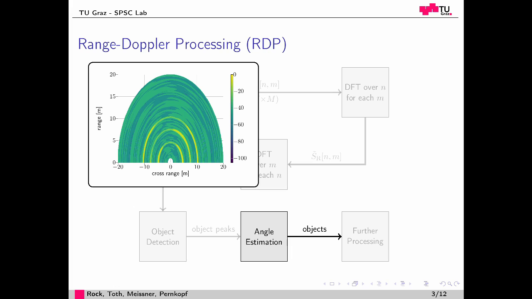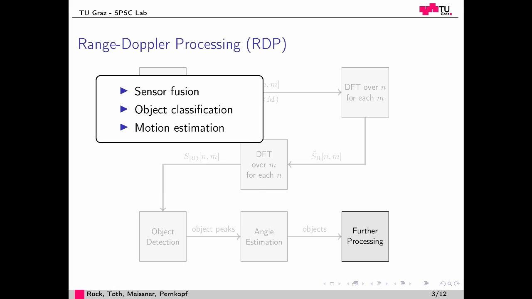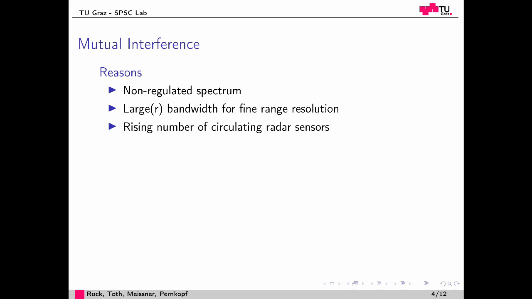The next step is the angle estimation, where for each object that was found in the range Doppler map, another DFT is performed over several antennas. This gives us the angle or the relative position of each object to the radar. And then there might be some further processing steps, such as sensor fusion, object classification, or motion estimation.